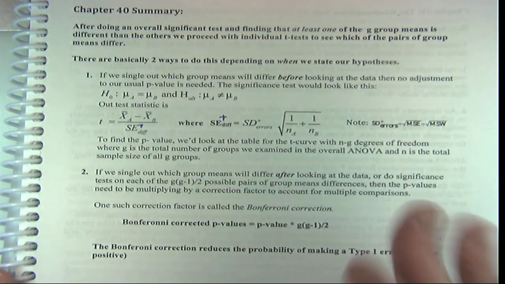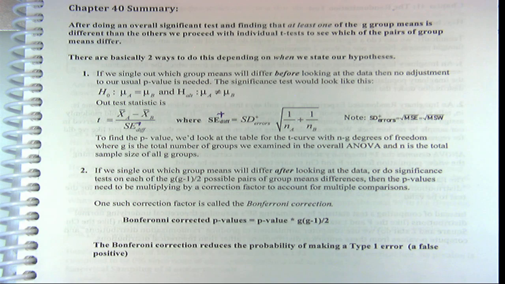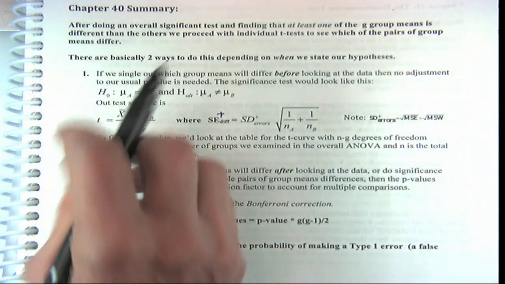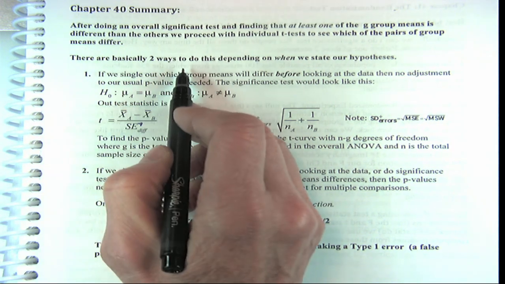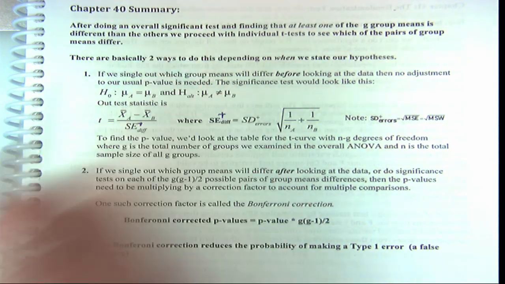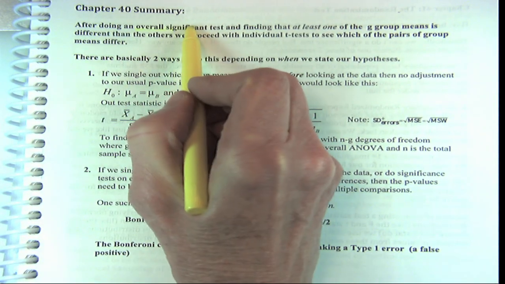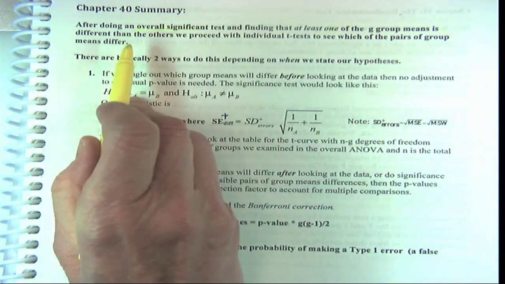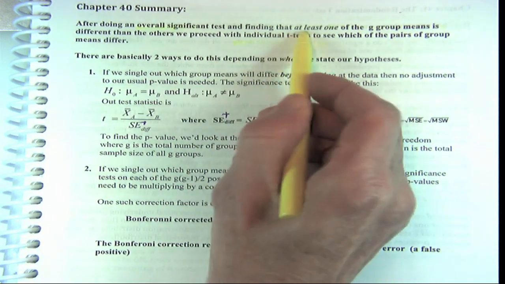And let's see. All right. So here's our summary of what we've done so far. And in this chapter 40, what are we saying? There's basically two ways. Once you do an overall significance test and find that at least one of the groups is different, then we proceed with these individual t-tests, okay?